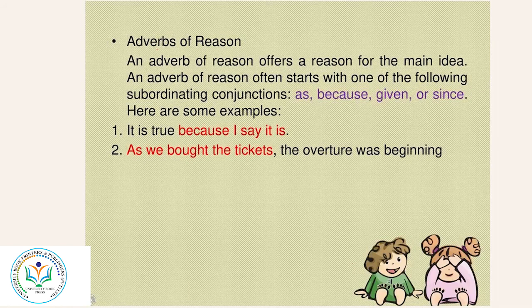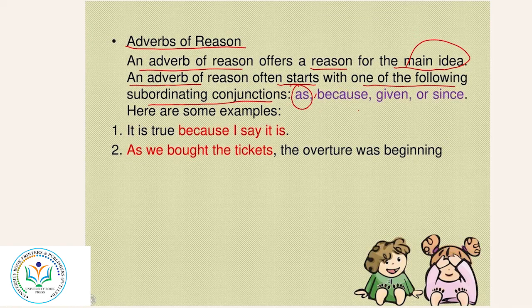Now these are adverbs of reason. An adverb of reason offers a reason for the main idea, that is, why the action is done. An adverb of reason often starts with one of the following subordinating conjunctions like as, because, given or since. Why are these called subordinating conjunctions? Because they work as conjunctions. They join together two sentences or two ideas.